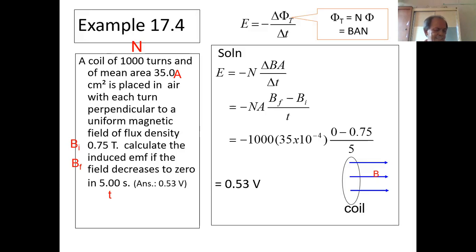Can or not? Remember to change your 35 cm squared to meter squared by multiplying by 10 to the power minus 4. Your A and your N are constant. Your B is the one changing.